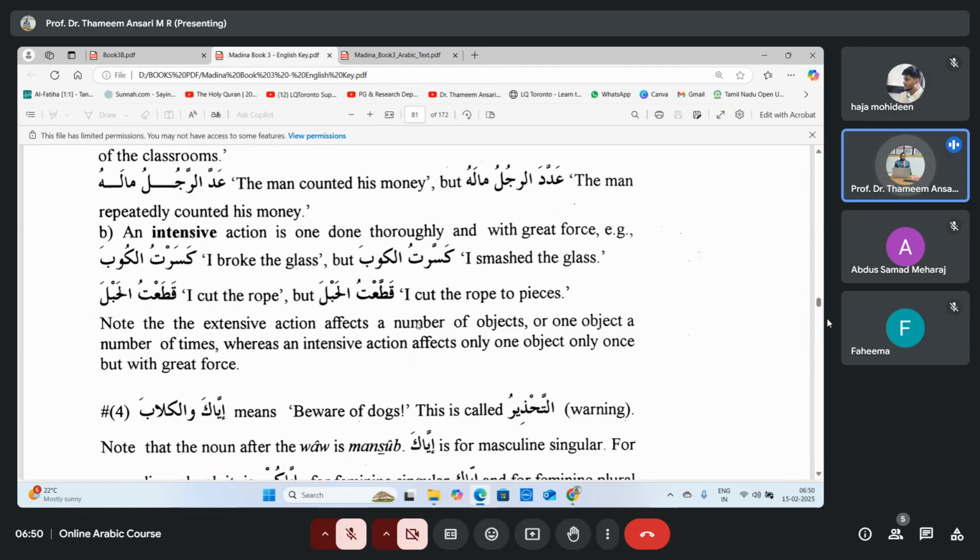Note the extensive action affects a number of objects or one object a number of times, whereas an intensive action affects only one object only once, but with great force.